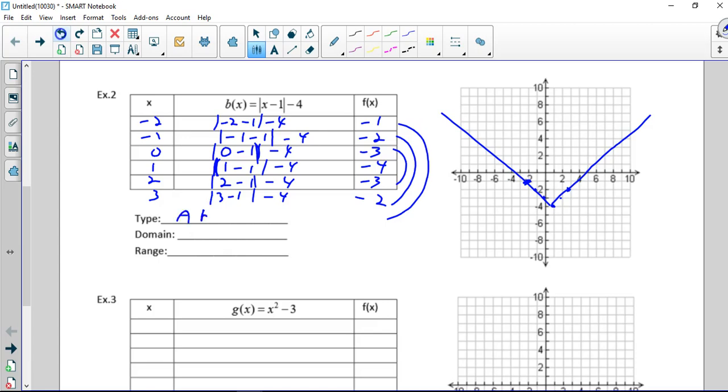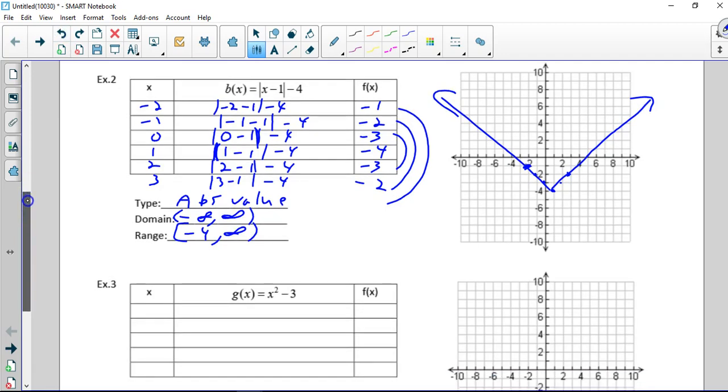So this is absolute value, because it's got the V shape. The domain, how far left? It's going to keep going. How far right? It's going to keep going. Now the range, how low does it go? It hits at -4. Bracket, because it is actually touching there. And then how high does it go? Forever.